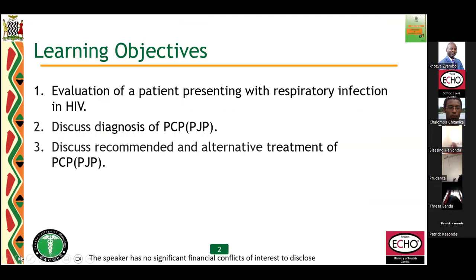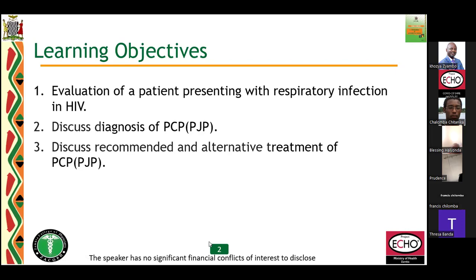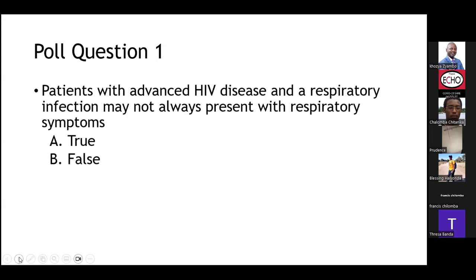So we have three learning objectives today. We'll talk a bit about PCP and how to make a diagnosis, and how to go about treating the patient. Before we go further, just an outline: we'll have a brief background, then talk about clinical assessment and some treatment principles. And as per tradition, we have to start with a poll question.